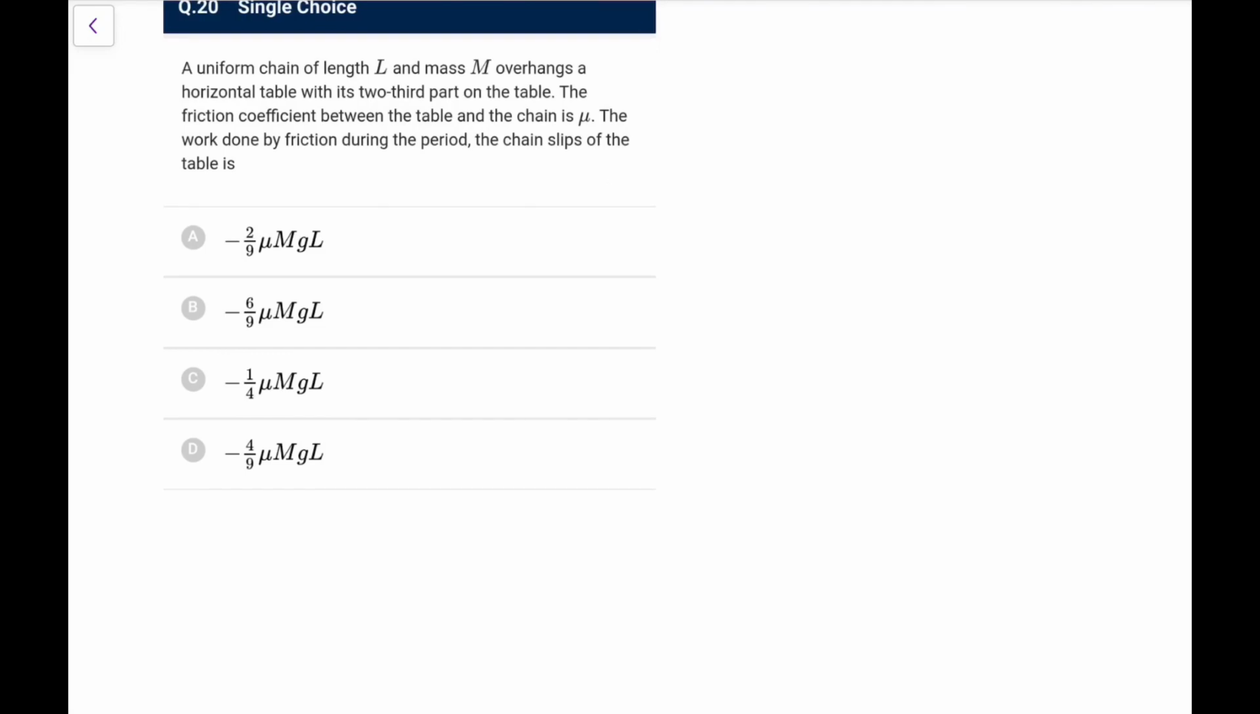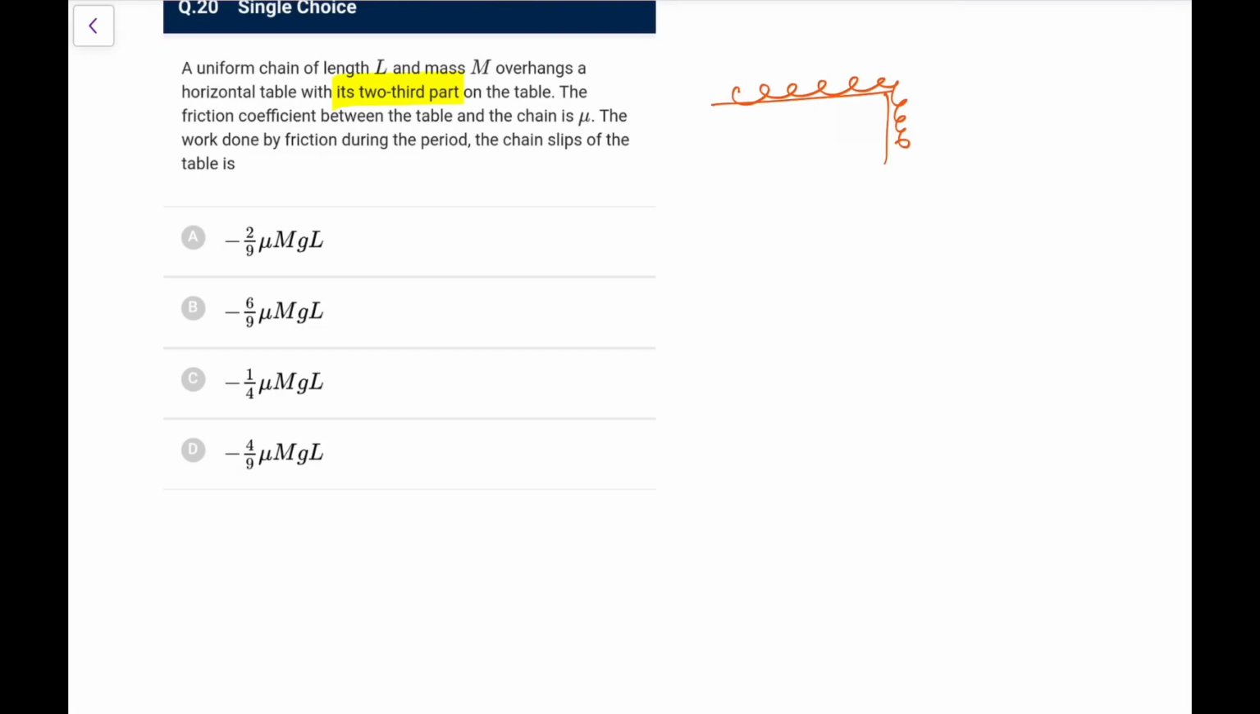A uniform chain of length L, mass M, overhangs a horizontal table with 2/3 part on the table. Okay, so let me draw it. 2/3 is on the table and 1/3 is down. The friction coefficient is mu. The work done by friction during the period the chain slips off the table. So when it slips off the table, what is the work done by the friction?